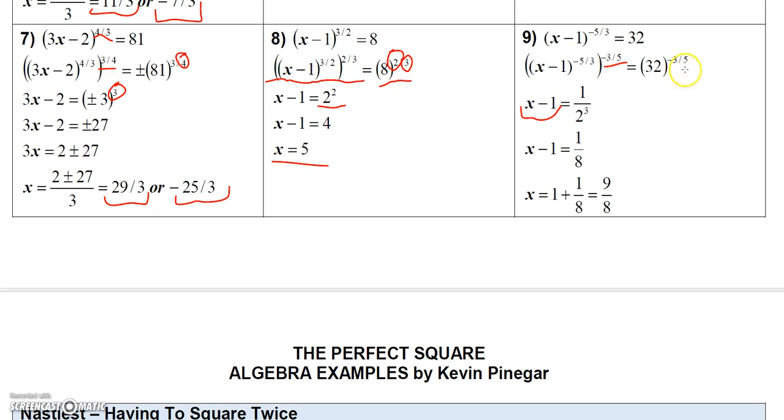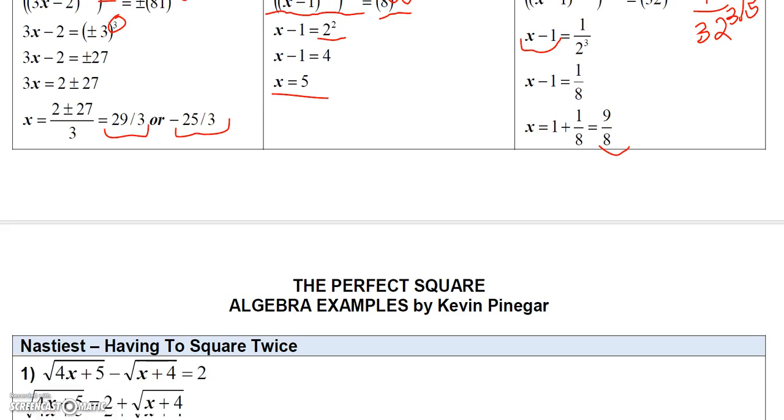Well, remember, that's actually 1 over 32 to the positive 3/5. So let me write that in there for you. Okay, so that's going to be 1 over, then I have to say, what's the 5th root of 32? Well, the 5th root of 32 is 2, and then I have to cube it. So I actually get 1 over 2 cubed, which is 1/8. So I have x minus 1 equals 1/8, so x equals 1 plus 1/8, and then get a common denominator. 1 plus 1/8 would be 8 over 8 plus 1 over 8, which is 9/8. So that's the final answer.